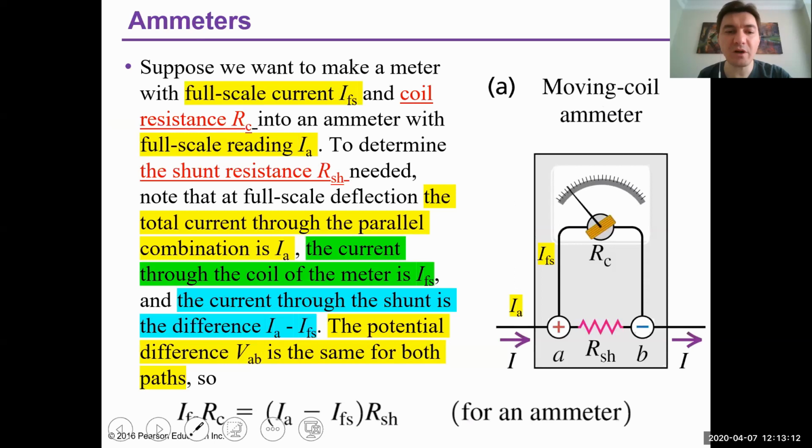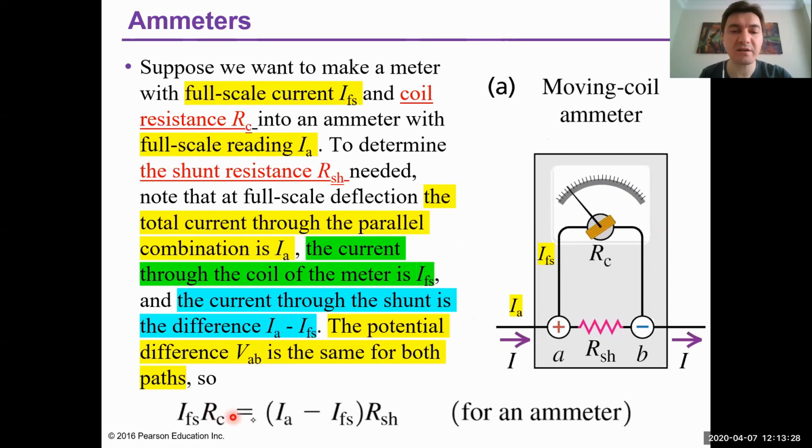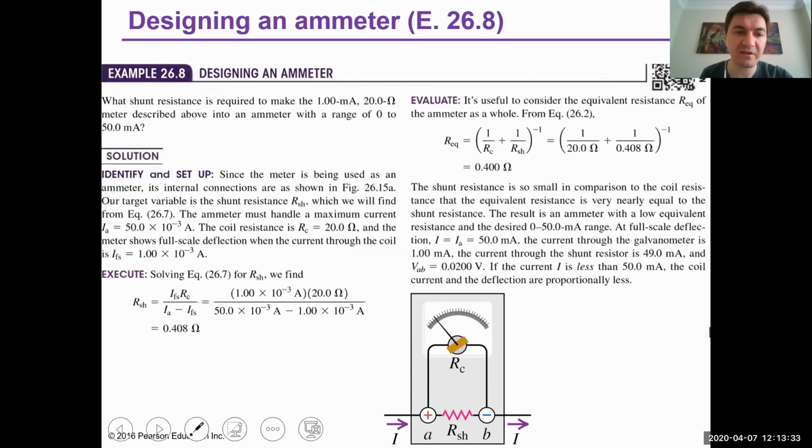So from that formula, we know the maximum current, 50 milliamp. We know the maximum current through the coil, which is 1 milliamp. We know the resistance of the coil, 20 ohm, put it there, then I can calculate the shunt resistance. Okay, so here we have done it. Shunt resistance is 0.408 ohm, about 0.4 ohm, a very, very small resistance, okay? So here we have 20 ohm in the galvanometer. Here we have 0.4 ohm.